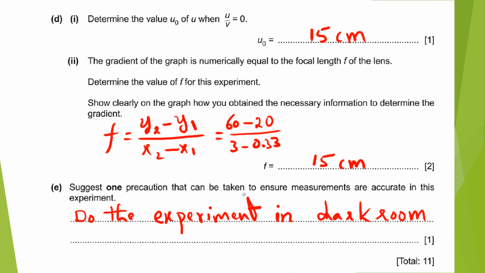Part 2. The gradient of the graph is numerically equal to the focal length f of the lens. Determine the value f for this experiment. Show clearly on the graph how you obtain the necessary information to determine the gradient.